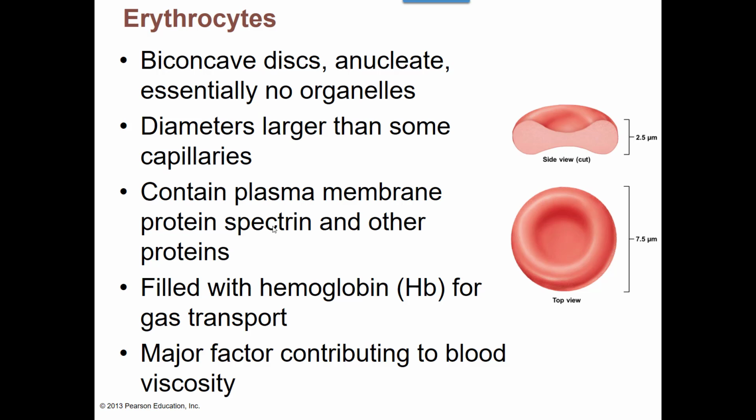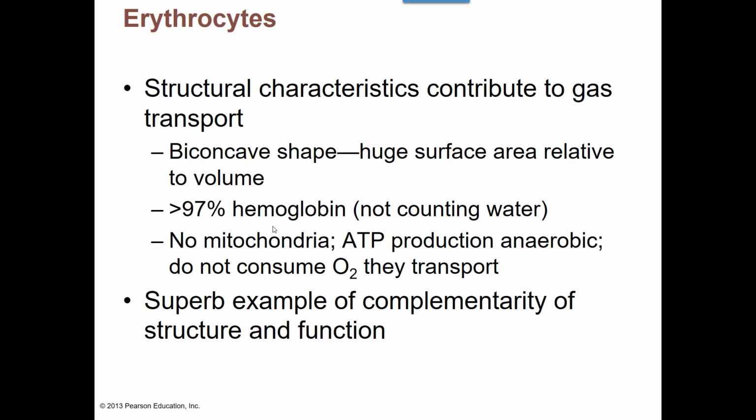Now, some other characteristics. One, that biconcave shape, the fact that it dips in on each side, gives it a great surface area. Now, the more surface area, the more places it can pick up oxygen and release it. Inside of our red blood cells, we find lots and lots of hemoglobin. Other than water, it's the top contributing compound found in red blood cells.